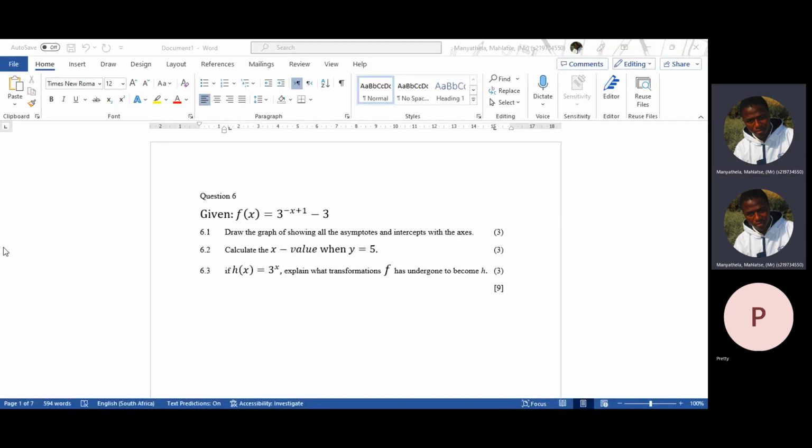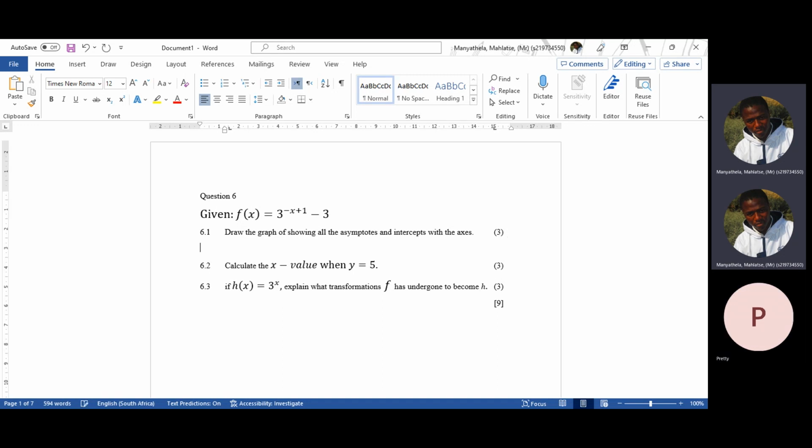Okay, the first question says, given f of x equals 3 to the exponent minus x plus 1, minus 3, draw the graph showing all the asymptotes and intercepts with the x's. So let's get to it. Firstly, we're going to calculate the intercepts. Okay?